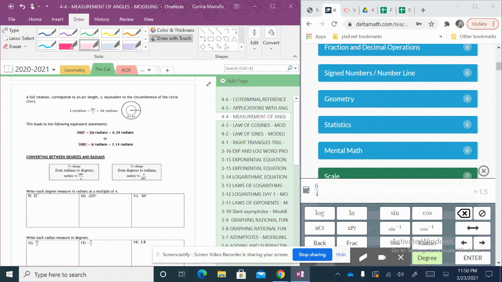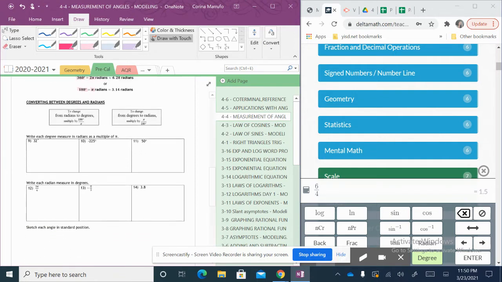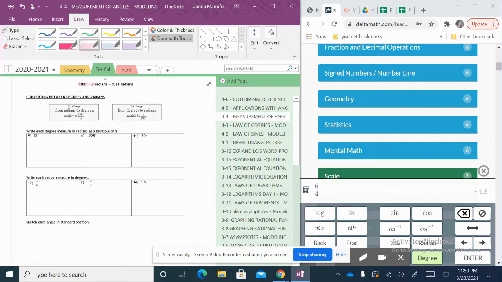Okay. So now converting between degrees and radians. If you have degrees and you want to change it to radians, or you have radians and you want to change it to degrees, this is the formula that you are going to use. So here I have 32 degrees. We're going to change it from degrees to radians, so we're actually using the second formula. They do want it in terms of pi. So we take 32 and multiply it times pi over 180.